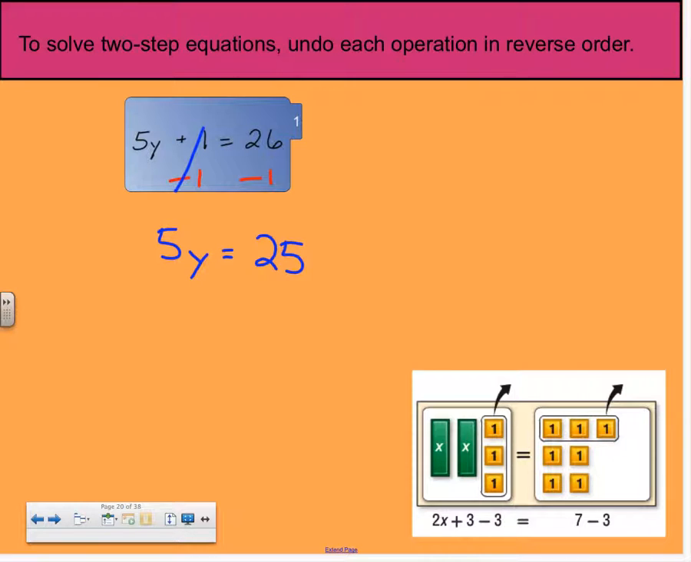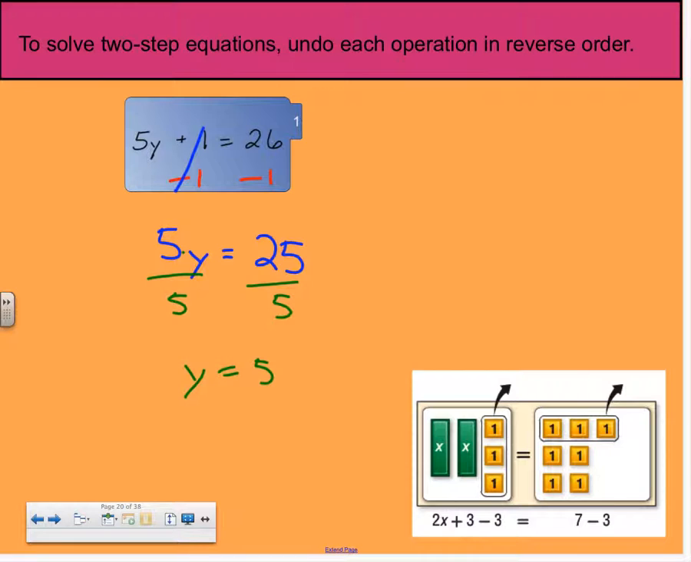Dividing would be the opposite of what? Very good. And right here, the 5 right next to the y, 5 is our coefficient. We know that means multiplication, so we're going to divide by 5, and then I get y equals 5.